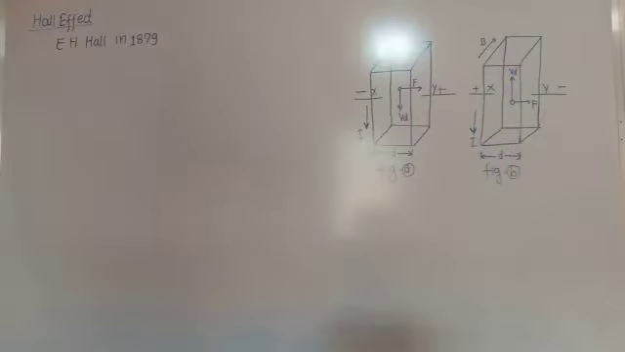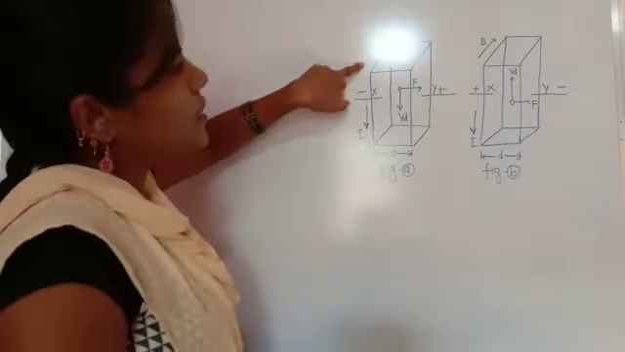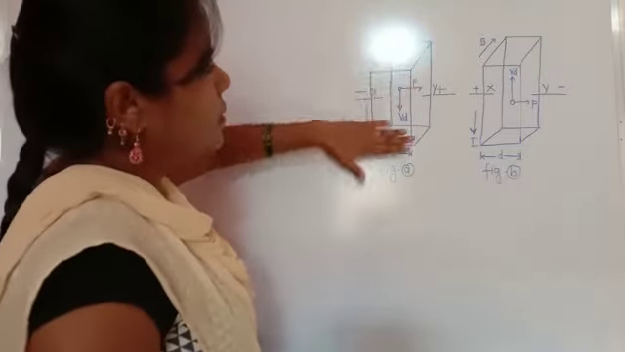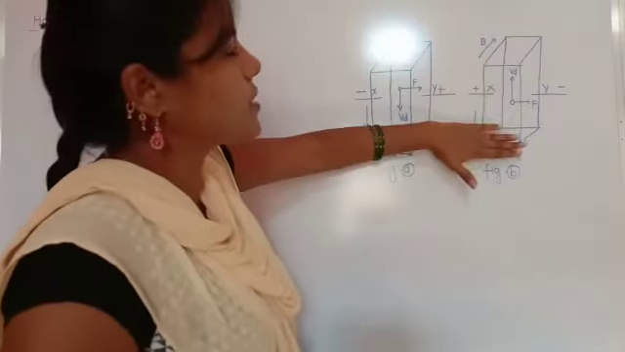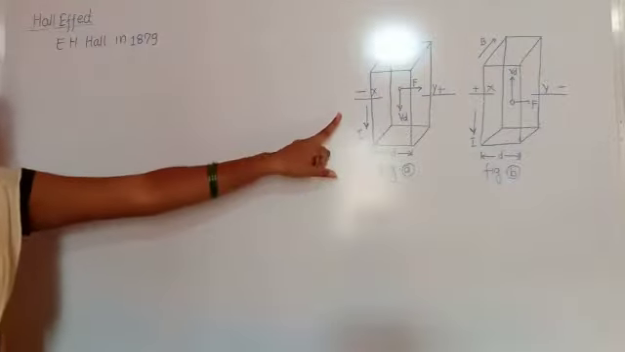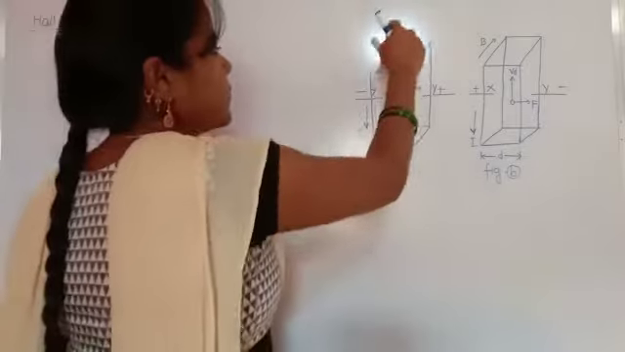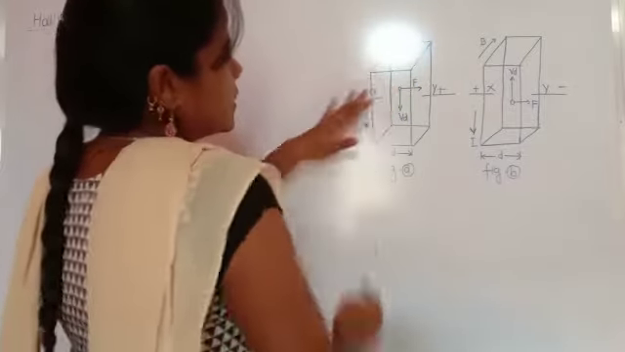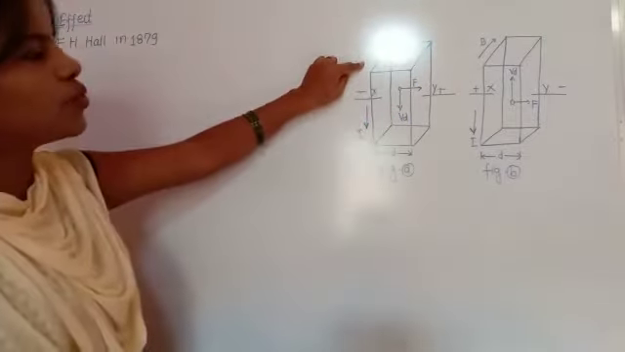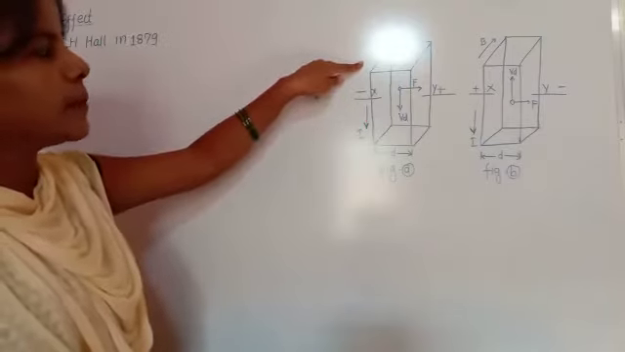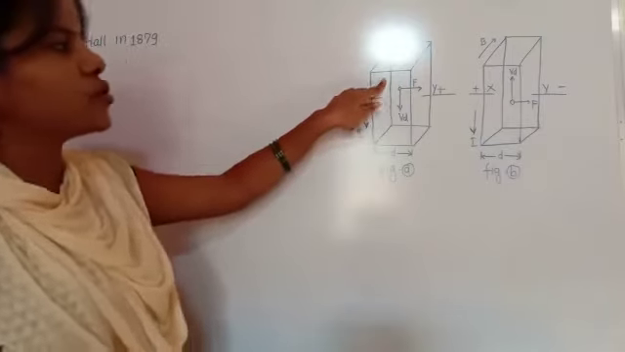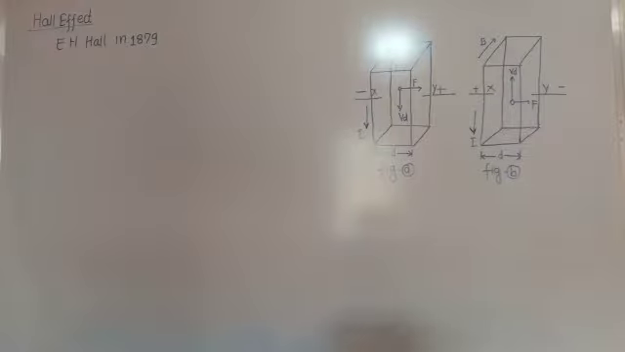Suppose a magnetic induction B is applied at right angle to the front face of the strip. This is the magnetic induction applied, and this is the front face of the strip. It is applied at a 90-degree angle to the front face. So this is the direction of magnetic induction B, applied at right angle to the front face of the strip.